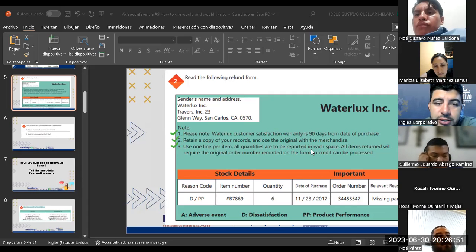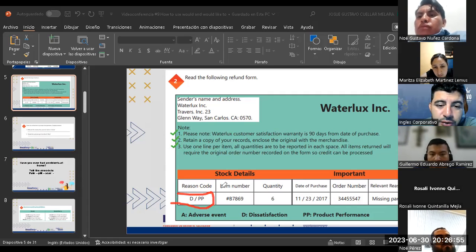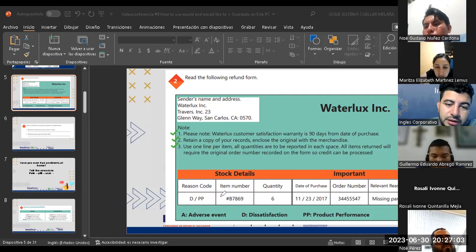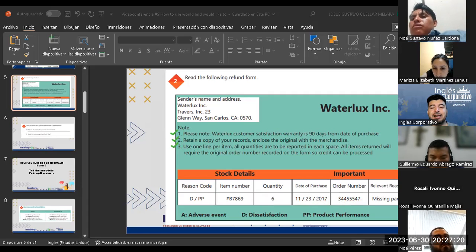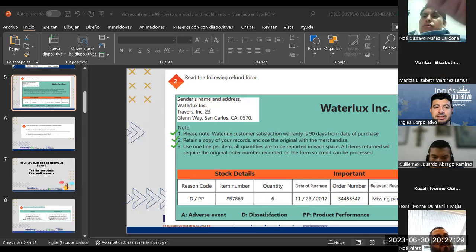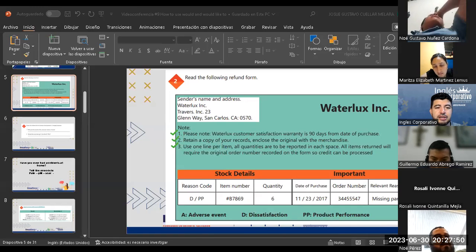For example, as you can see, reason code, here we have code, tenemos un código, item, yo sé que se lee item, pero se pronuncia item or item number, and here we have a serial code, código de serie, okay, hashtag B7869, quantity 6, date of purchase, tenemos la fecha de la compra, order number, and relevant reason, ¿cuál es la razón importante o relevante? Missing parts, aquí dice que en este artículo hacen falta partes. Missing es como extraviado o que hace falta. Partes, ¿ok? Here we have this, adverse event, dissatisfaction, product performance, que es el desarrollo del producto, ¿ok? So, here we have dissatisfaction and product performance.